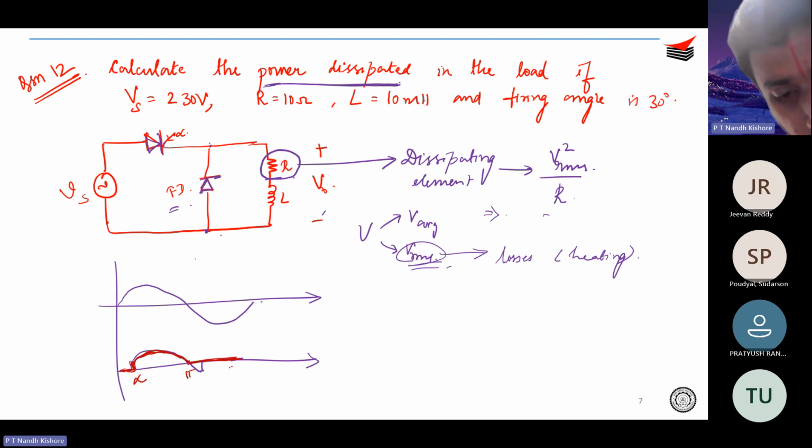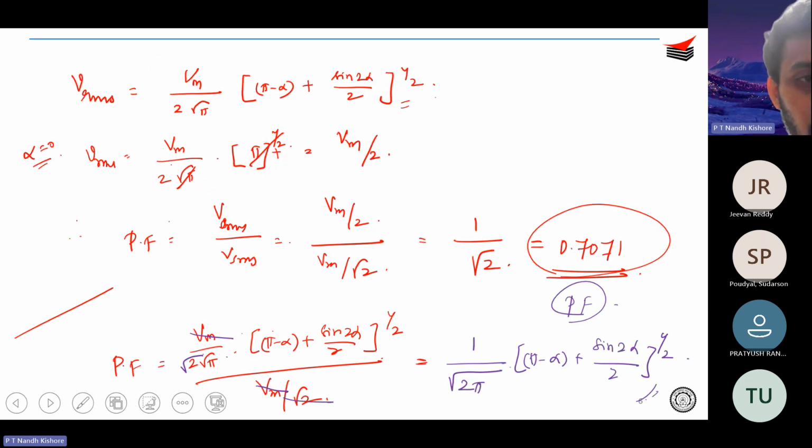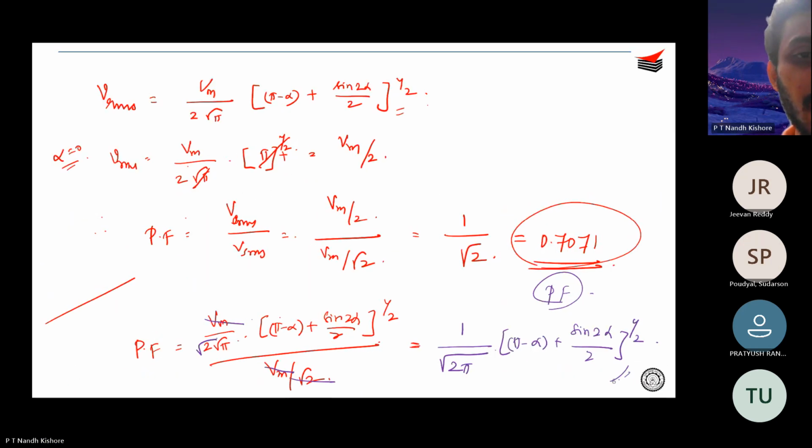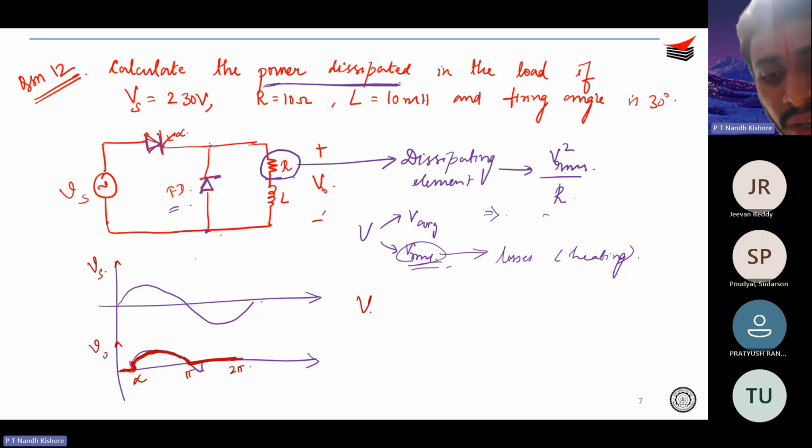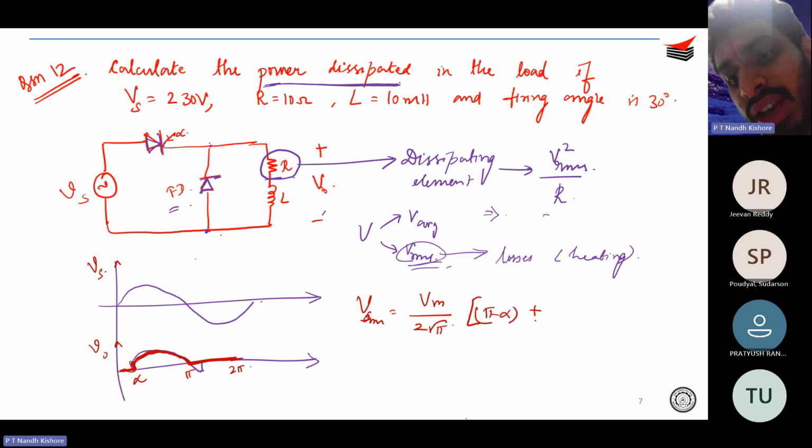Right, this is your alpha, this is your pi, this is your 2 pi, this is your V naught, and this is your Vs. So again, you just need to find the RMS value of this waveform and then you are done, correct? So what is the RMS value of this waveform? We just saw in the previous problem that the RMS value is Vm by 2 root pi into root over pi minus alpha plus sine 2 alpha by 2. So I'll just write it down over here. V naught RMS is Vm by 2 root pi into root over pi minus alpha plus sine 2 alpha by 2.